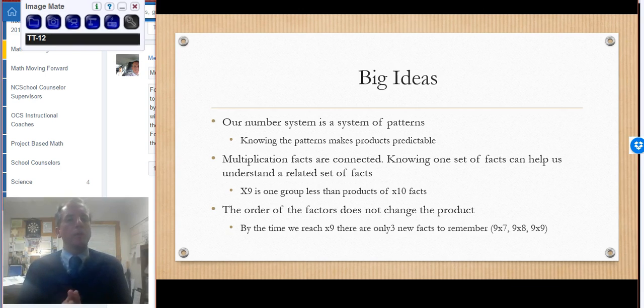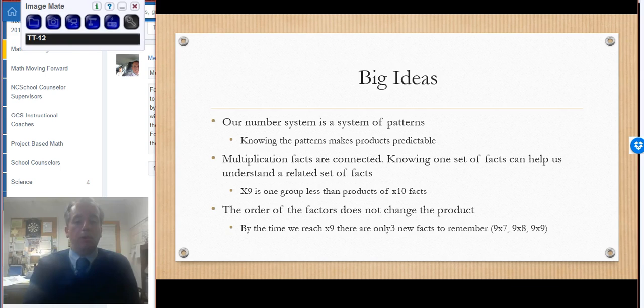And again, we know there's going to be some that people are stronger with and some that they struggle with. So kids are in different places at different times. Our big ideas remain fairly consistent, right? Knowing the patterns in our number system helps make it predictable. It also means that you have good number sense, right? It makes sense. Multiplication facts are connected, so if I know one set of facts, that can help me solve another one. So if I know my 10s, that's going to help me solve my 9s. And then we know the commutative property shows up again and again.